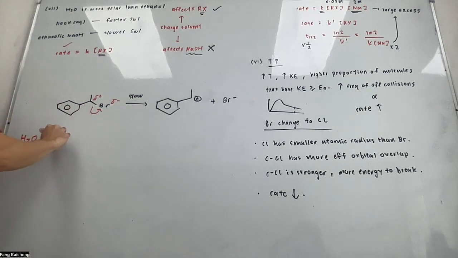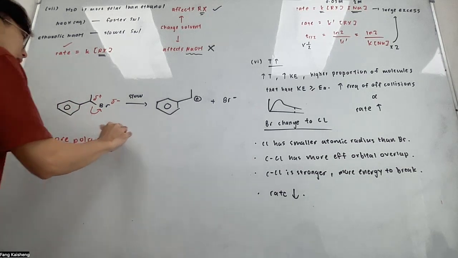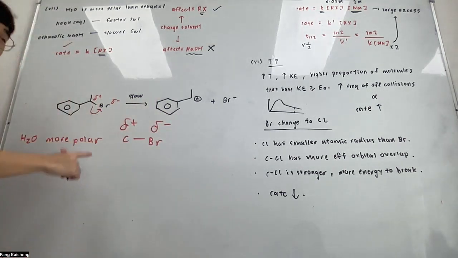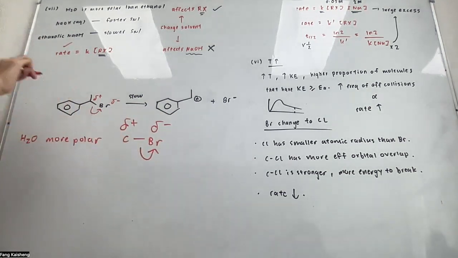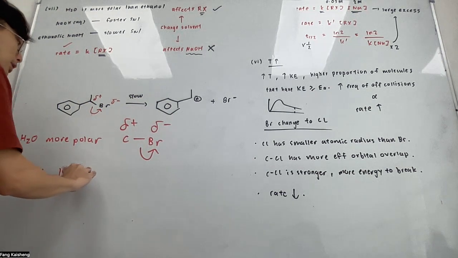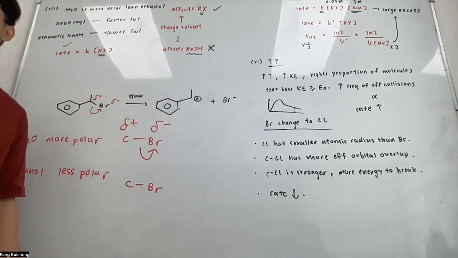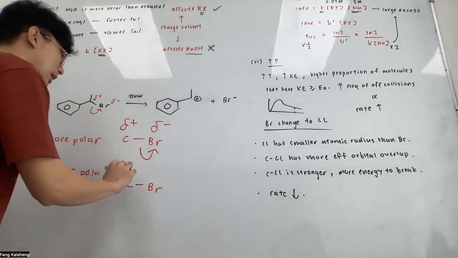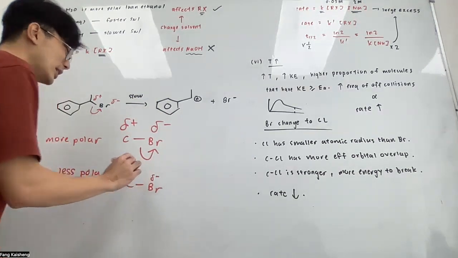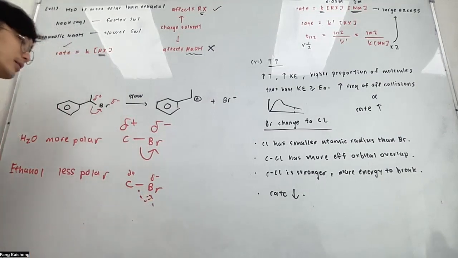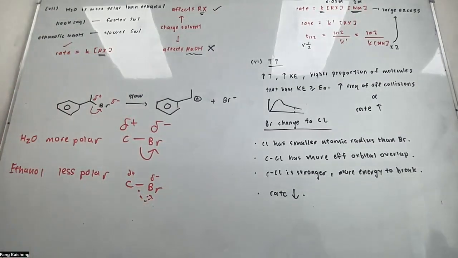I'll show you. Water is more polar. If it's more polar, it means the C-Br bond, the charge is very polarized, very big. If it's very polarized, that means this bond breaks very easily. On the other hand, if you use ethanol, ethanol is less polar. So another possible reason is less polar means the C-Br bond, the charges are bigger or smaller? Smaller, a lot smaller, not as polarized. So is it easier or harder to break? It's a lot harder to break this bond, right? You see that? That's one possible reason.